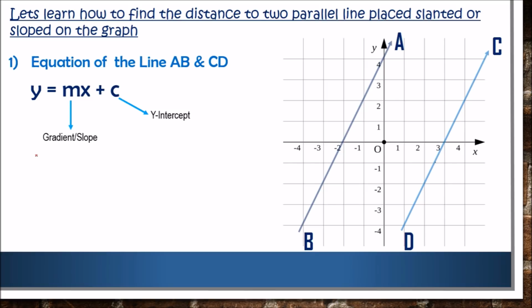So m stands for gradient, and the formula of gradient is change in y-coordinate divided by change in x-coordinate, which is also known as y2 minus y1 divided by x2 minus x1. So let's take any two coordinates on the line AB and use those coordinates to find out the value of m, or the value of gradient, for our line AB. So for example, I will choose these 2 points.